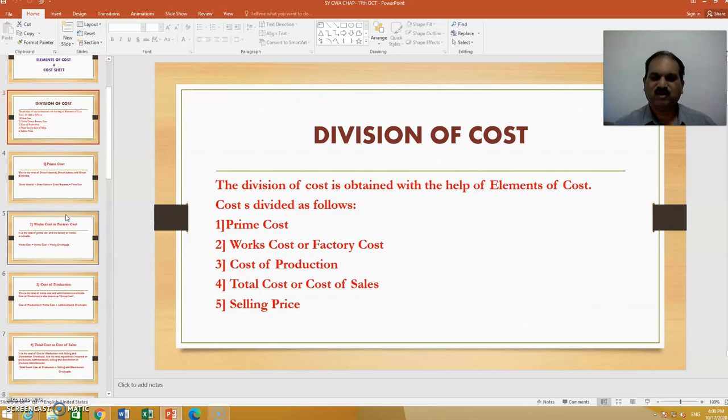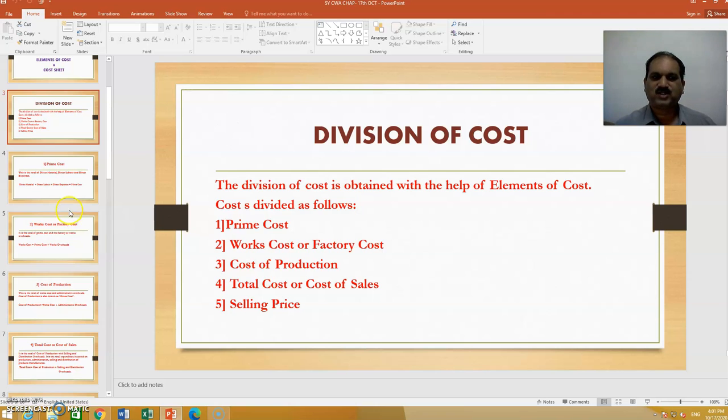In the earlier section, we learned the three elements of cost, that is material, labor and expenses. Every element of cost is again subdivided into direct material and indirect material, direct labor and indirect labor, direct expenses and indirect expenses. We have also seen in the earlier lecture that the total of direct material, labor and expenses is termed as prime cost, whereas the total of indirect material, labor and expenses is termed as overheads. In today's session, we shall learn the division of cost.